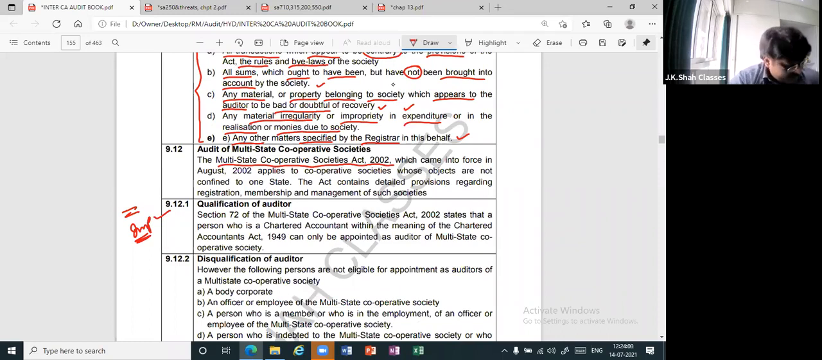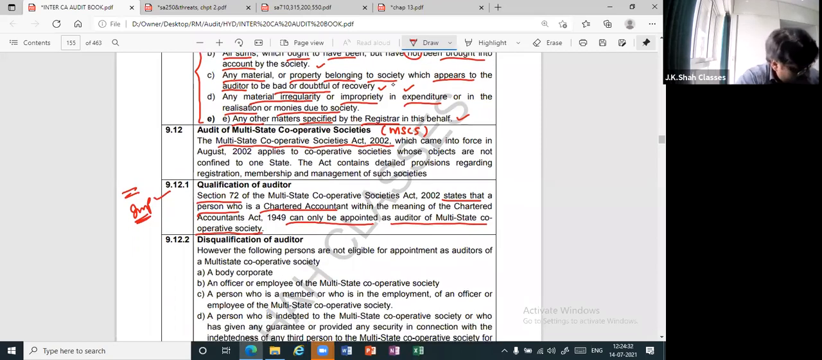See, section 72 of the MSCS Act, in short MSCS, Multi-State Cooperative Society, states that a person who is a chartered accountant within the meaning of the Chartered Accountants Act can only be appointed as an auditor of the Multi-State Cooperative Society. See, this they can ask you as correct, incorrect. They can ask you as MCQs, and this they can ask you for cooperative society as well as multi-state cooperative society. So you'll have to be careful as well for cooperative society.